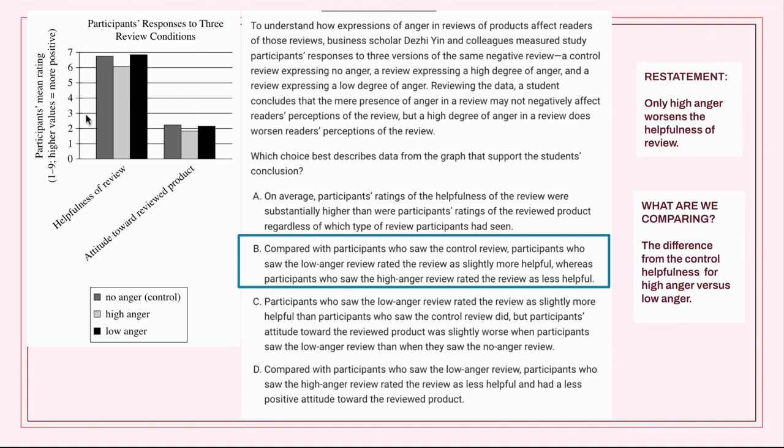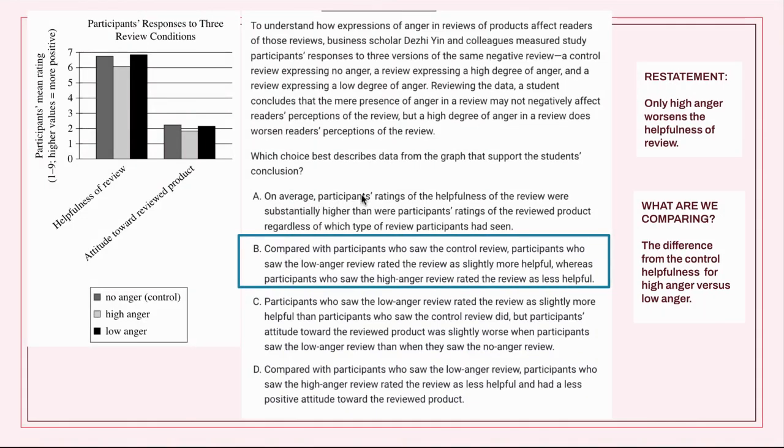So that's true. If I look here, this high anger bar is less than the no anger, and low anger is actually higher than no anger. So they thought the low anger was actually helpful, so they were not negatively affected, they were positively affected, like the student is saying. But yeah, high anger was less helpful. So this is pretty much what we said. It's the restatement. Only the high anger one really worsened the helpfulness of the review. Let's look at the other answer choices.